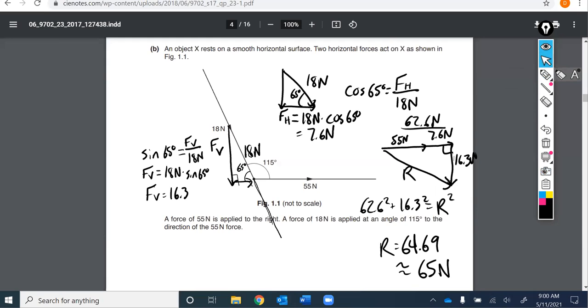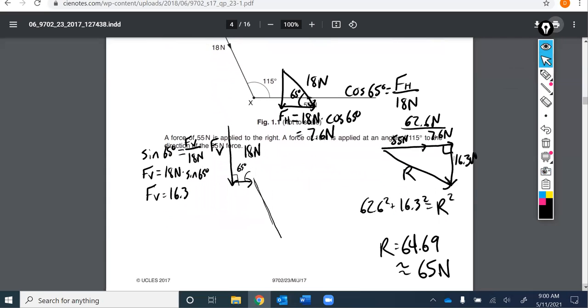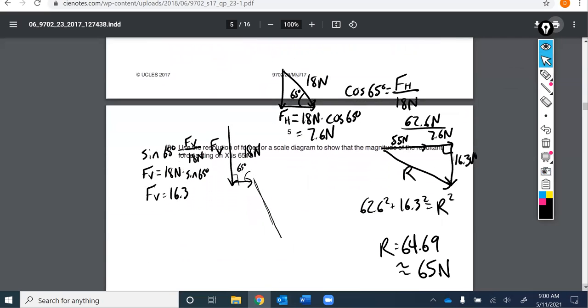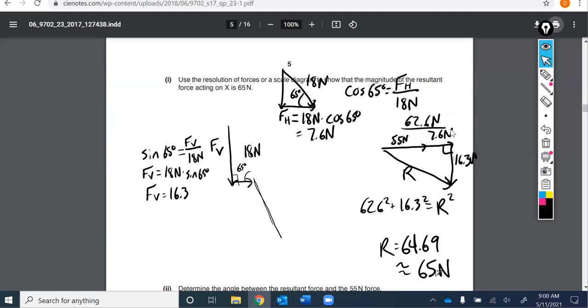So that's how to do it with resolution of forces. It says use resolution of forces or a scale diagram to show. And so resolution of forces, we resolve the 18 Newton vector into x and y components, add them back in. Our 55 Newton vector, still going to the right, so don't forget about that. So there's the sum Pythagoras' way. Let me go ahead and show you the scale diagram method now.